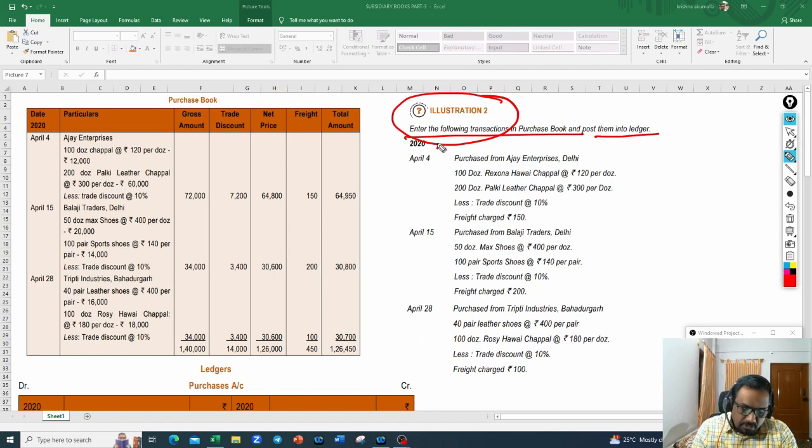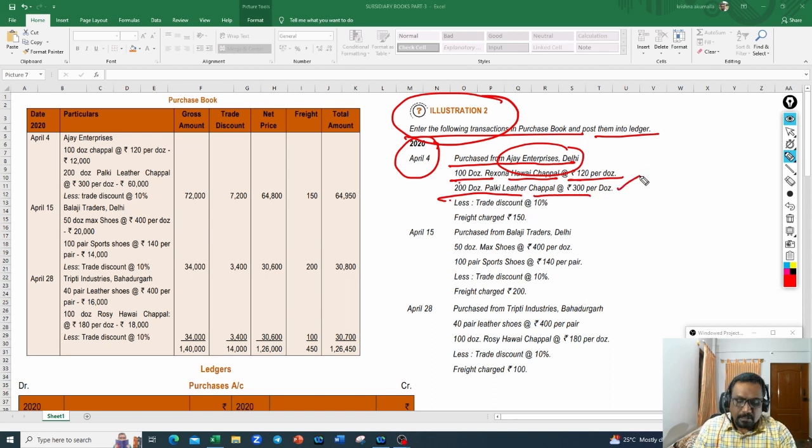Next, 2020 April 4th, purchased from Ajay Enterprises, Delhi, 100 dozens of Rexona Hawaii chappal at 120 rupees per dozen. Did he say anywhere cash? No. He mentioned very clearly from Ajay Enterprises. He did not mention either credit or cash. If cash is not mentioned, we should consider this as a credit transaction. Then 200 dozens of palki leather chappal at 300 rupees per dozen. Then trade discount 10%. We already discussed how to handle the trade discount in our previous videos. And freight charges 150. This is something very important which we are going to discuss today.